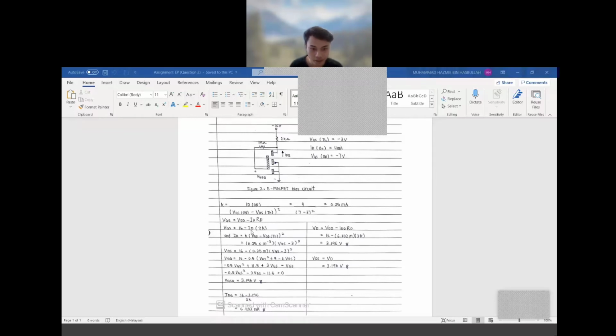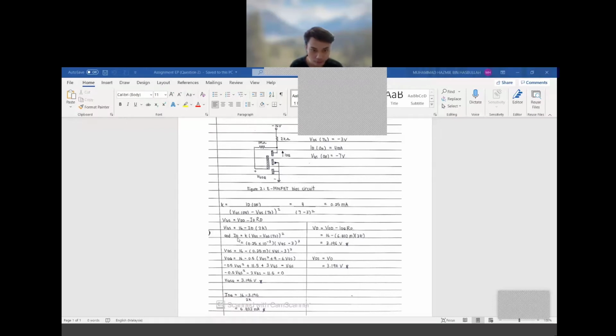And then we find the value for VGS. The formula for VGS is equal to VDD minus ID multiplied by RD. So we get the value for VDD is 16 minus ID, and the value for RD is 2K. And then we find the value for ID. The formula for ID is equal to K multiplied by VGS minus VGS TH, to the power of 2.